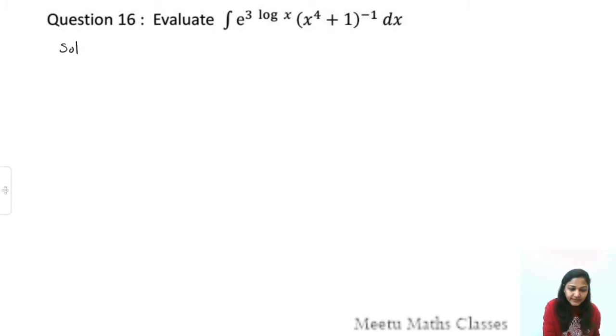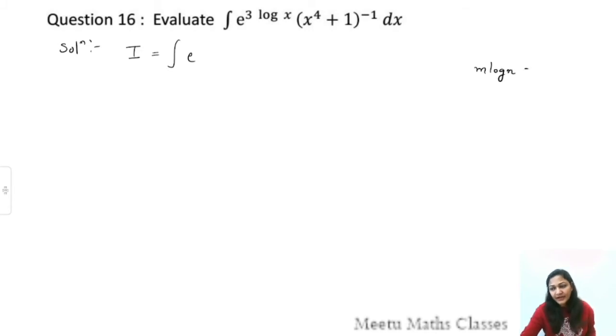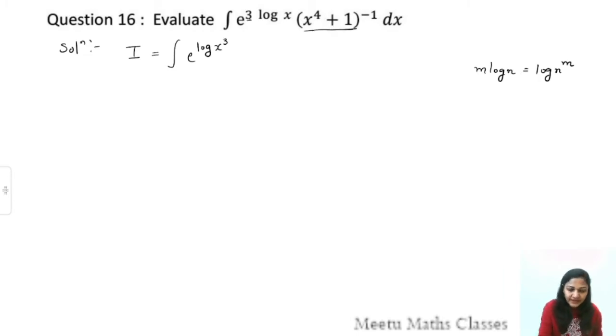Now to solve this integral, we can write our integral as e raised to power, we can use m log n can be written as log of n raised to power m. So by using this property of log, we can take this 3 in the power of x. So x e raised to power log x cube, and something raised to power minus 1 can be written as 1 upon x raised to power 4 plus 1 dx.